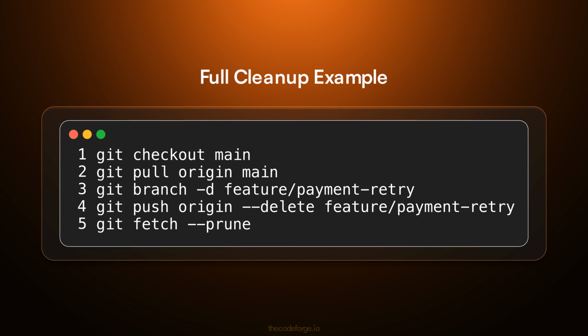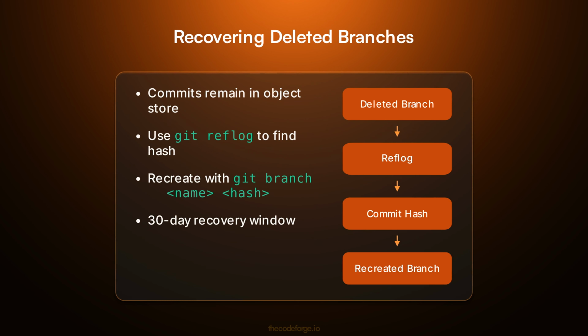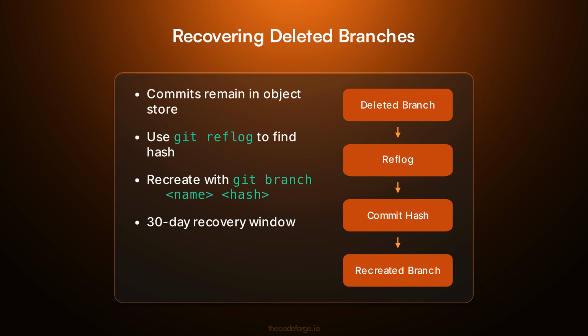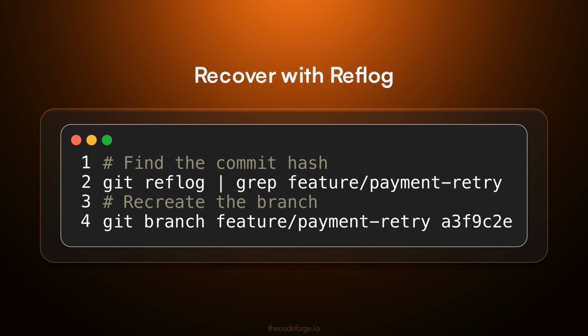Here's the full workflow in action. Always pull the latest main before deleting to avoid stale merge checks. If you accidentally delete a branch, don't panic. The commits still exist. Use git reflog to find the last commit hash and recreate the branch. Run git reflog and look for the branch name. The commit hash is right there. Then recreate the branch pointing to that commit.